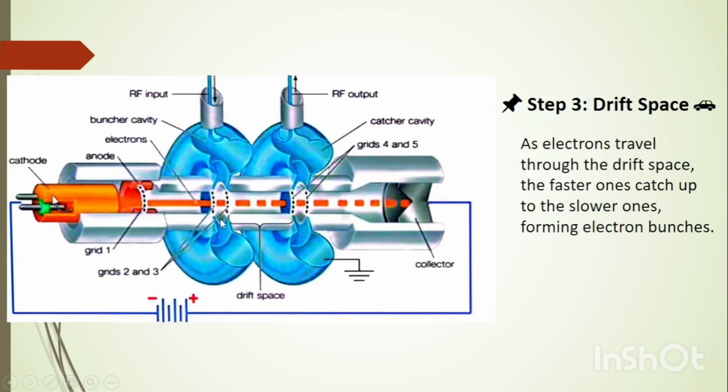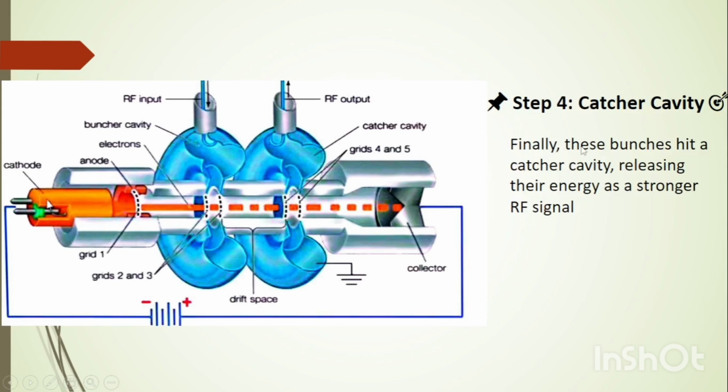Then the third step is the drift space. As electrons travel through the drift space, the faster ones catch up to the slower ones, forming electron bunches, as we showed before. At step 4, the catcher cavity, finally these bunches hit the catcher cavity, releasing their energy as a stronger RF signal. And the collector collects the spent electrons from the catcher cavity.